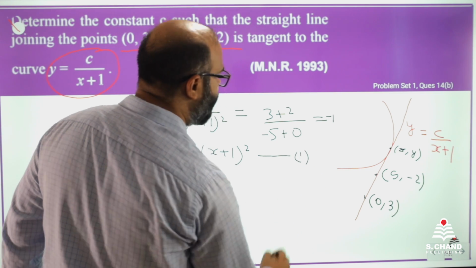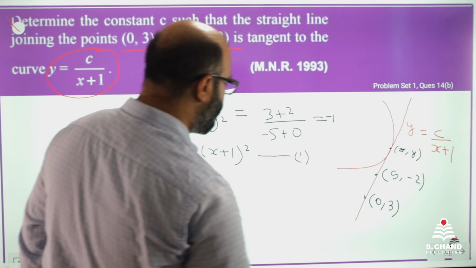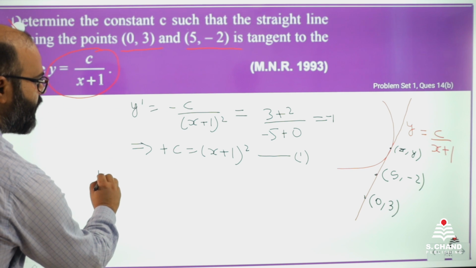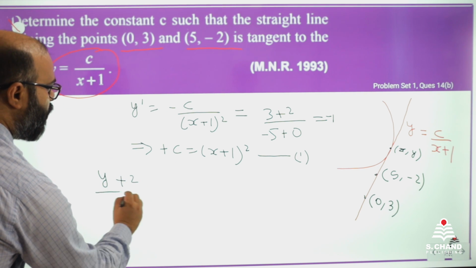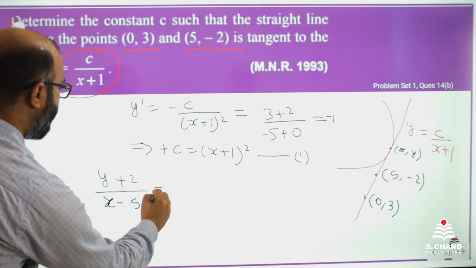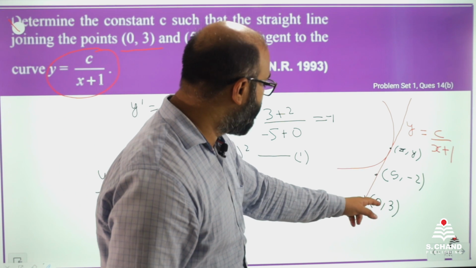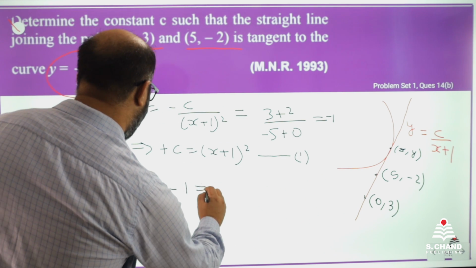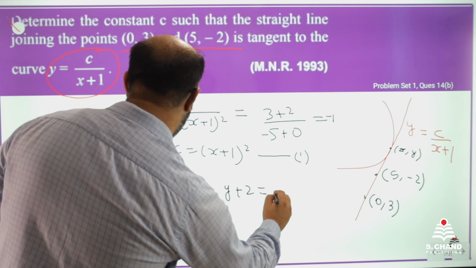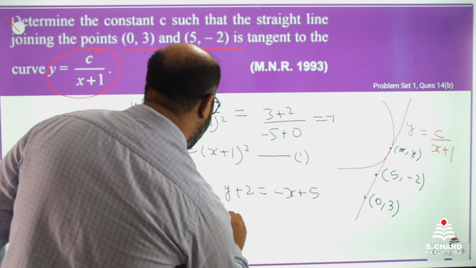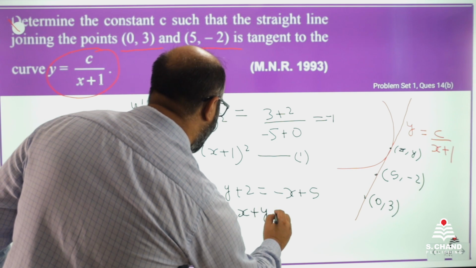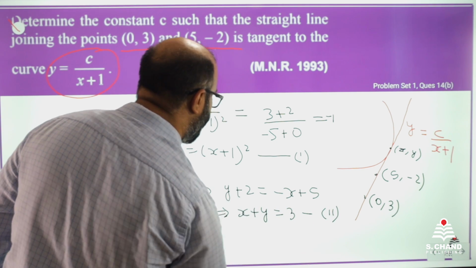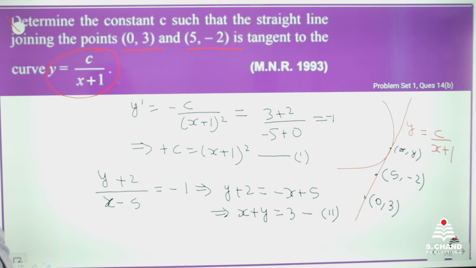This is one equation. Another equation is that these 3 points are collinear. So we can say that y plus 2 upon x minus 5 is equal to the slope of the line, and the slope of the line is, as we have already calculated it, minus 1. So we get y plus 2 is equal to minus x plus 5, or we can say that x plus y is equal to 3. This is the second equation we are getting, and we have the calculation fine with this.